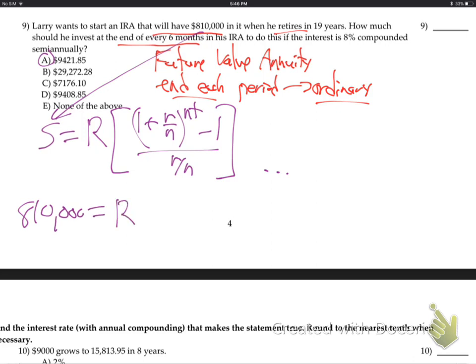The R is what we're looking for, how much he should invest. The N is 2, because it's every 6 months, twice a year. The little r is 0.08. The time is 19 years. It comes out to answer A. All right, let's move on.